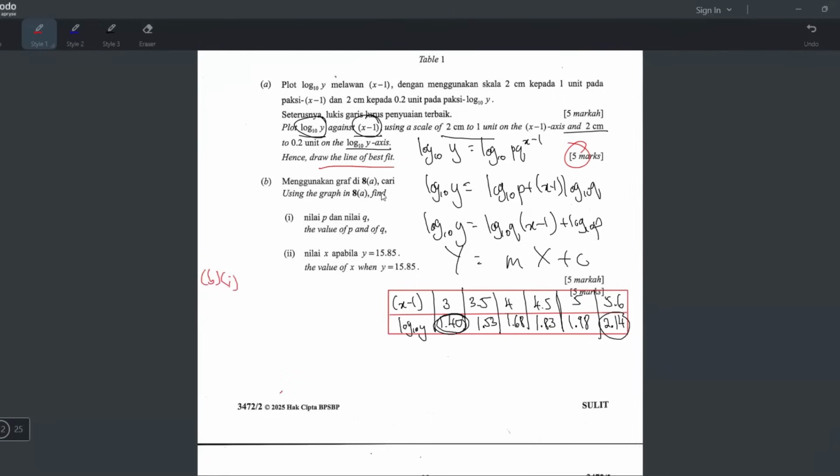Okay, using the graph in 8A, find the value of PQ. Remember just now I said change linear form first? I said if you don't change, you cannot do your part B, right? So now you have to use this working to help you. So the P and Q come from the gradient and y-intercept, but your gradient is actually log Q. So you have to write log 10Q equals gradient. And then later find the gradient from the graph, and then use the formula y2 minus y1 over x2 minus x1.